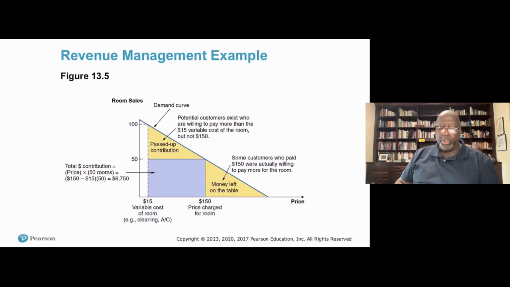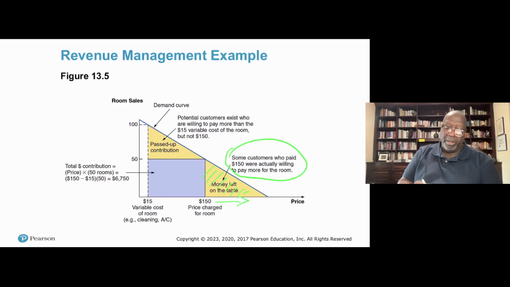Okay, so this is just an example that shows you that if you don't make the right decisions based on the pricing and the demand, that is a case where, if customers are willing to pay a higher price, but the price was actually lower, then money is left on the table. Some customers who paid $150 were actually willing to pay more. This is more up here. So that's money left on the table.